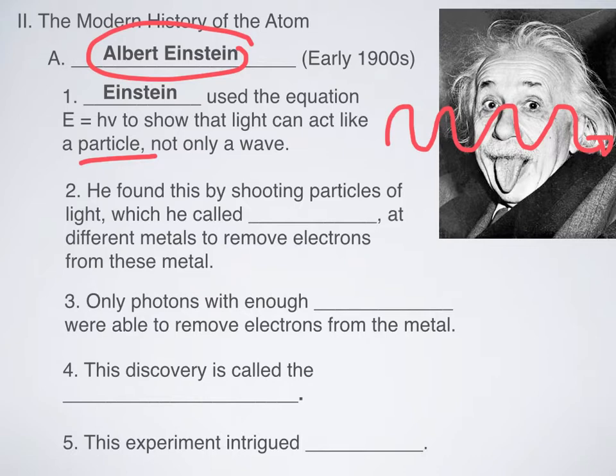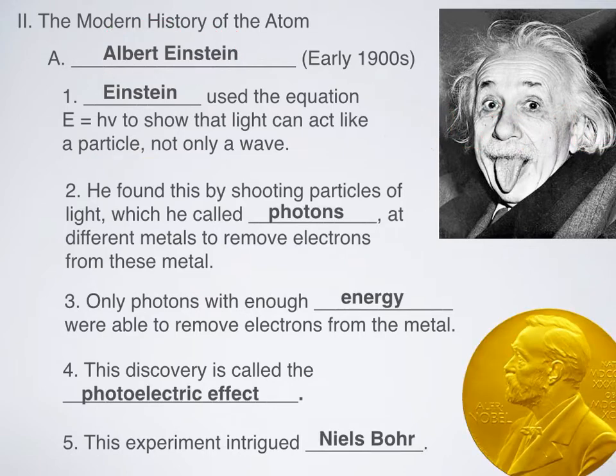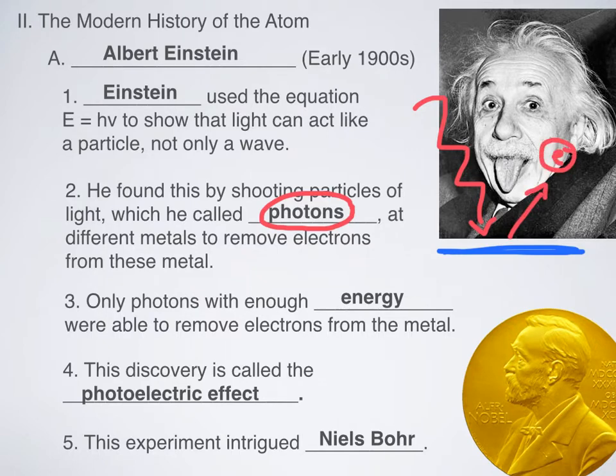Now, how exactly do you prove that? So Einstein decided to perform an experiment where he shot particles of light, which we still call photons today, but he's the one who first used the term, at different metals to remove electrons from them. You can picture it like this, I'm going to try to draw it. You have a metal, and different frequencies of light, and he was shooting this light at a metal, and occasionally little electrons would get shot off of the metal.